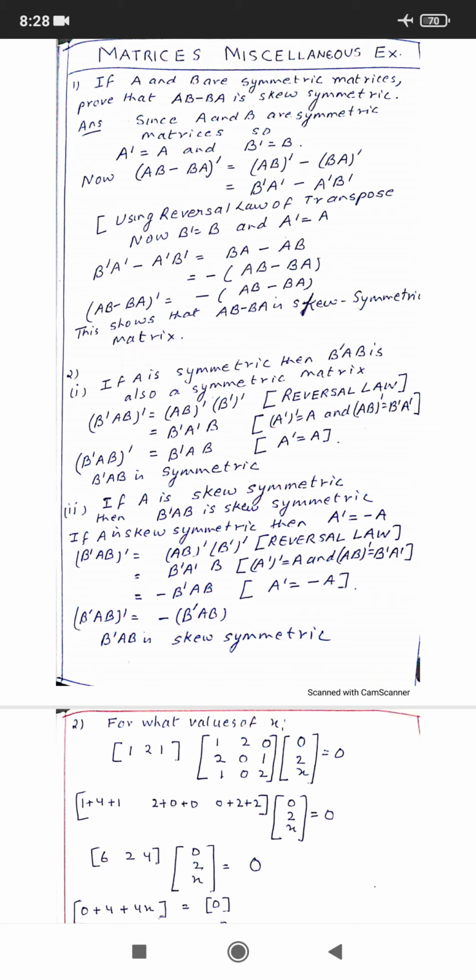So we are left with B dash A dash B. Now this time A dash is not symmetric, A dash is skew symmetric. So in place of A dash we need to put minus A. We get minus B dash AB. So B dash AB whole transpose is equal to minus B dash AB. So B dash AB is a skew symmetric matrix.